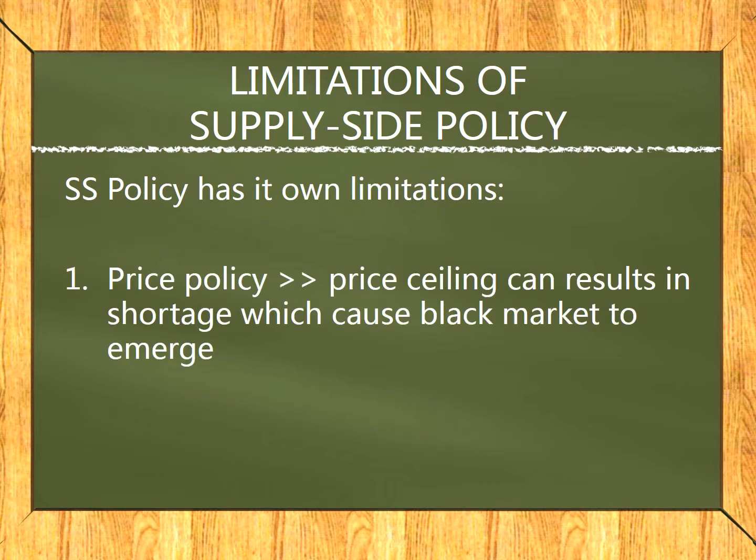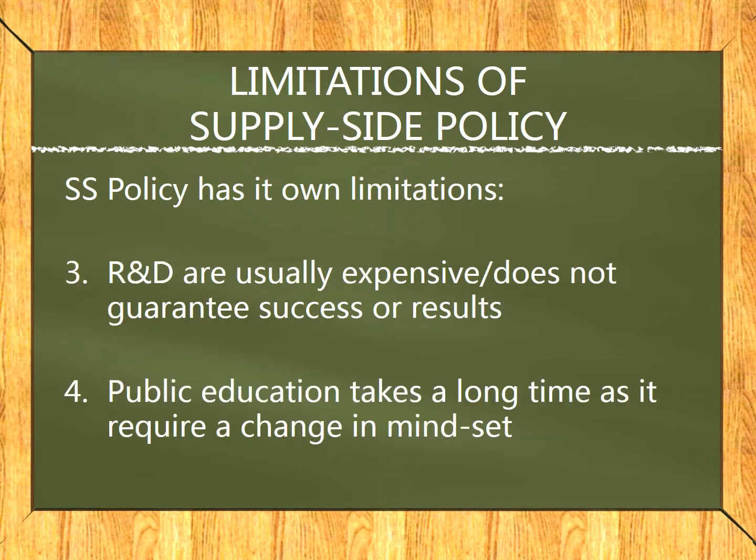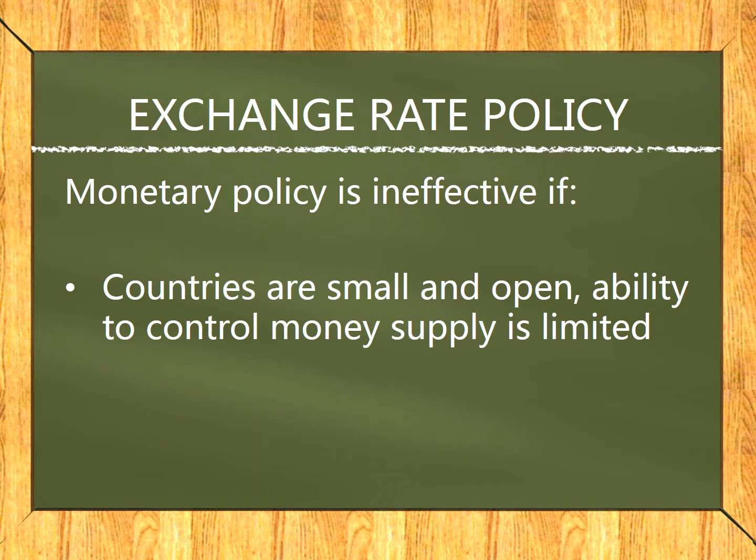However, there are still various limitations towards supply-side policy as well. Suppose there's now a price ceiling, it can result in a shortage of goods, which causes the emergence of a black market. In addition, when wage increase is limited, it will result in massive labor unrest when the trade unions are strong. With regards to the long-run supply-side policy, when firms engage in research and development, they will incur a large expenditure and it does not guarantee success or results. Public education will also take a long time as it requires a change in people's mindset.